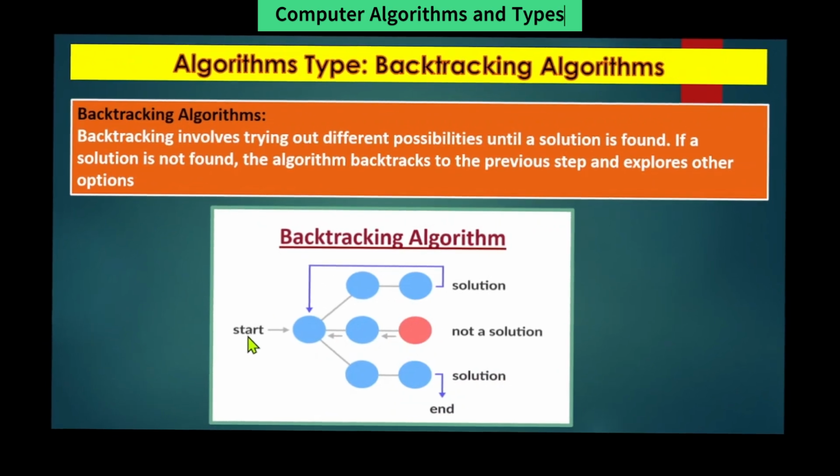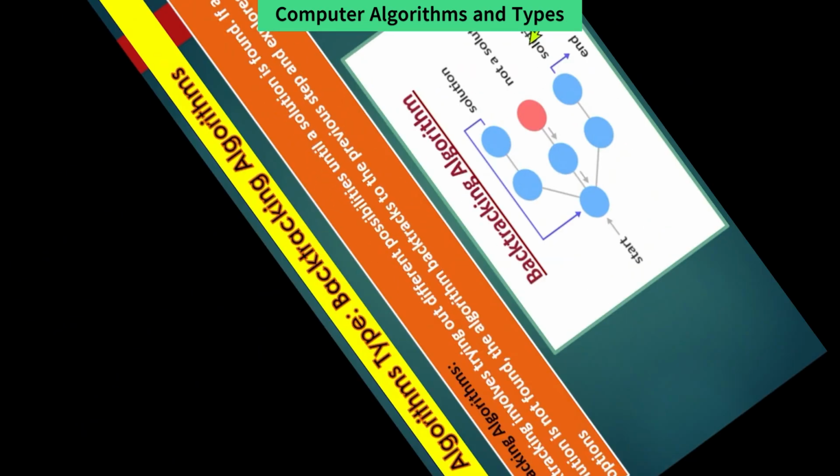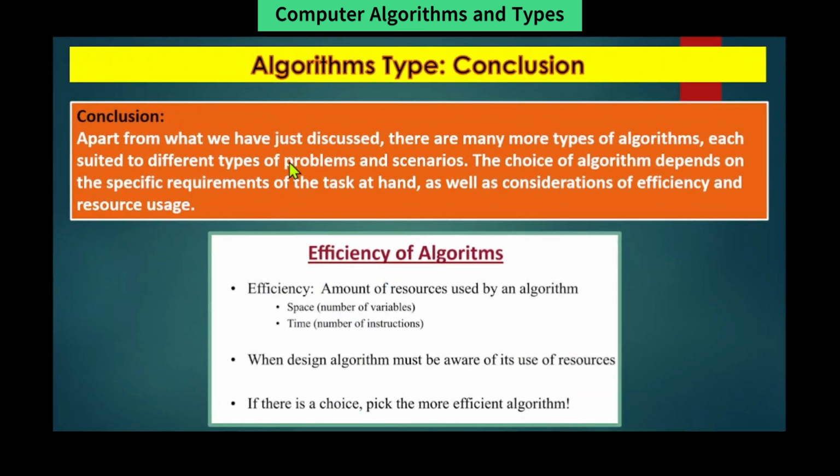Backtracking algorithms. Backtracking involves trying out different possibilities until a solution is found. If a solution is not found, the algorithm backtracks to the previous step and explores other options. These are just a few examples which cover college and university examinations. Apart from what we have just discussed, there are many more types of algorithms, each suited to different types of problems and scenarios. The choice of algorithm depends on the specific requirements of the task at hand, as well as considerations of efficiency and resource usage.